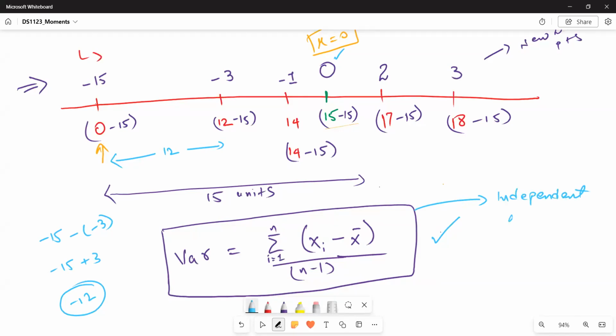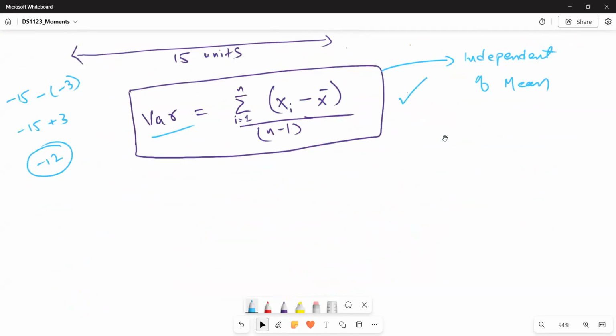Whatever the mean of the data is, it will not impact the calculation of variance. And whatever value you get out of this, let's say you get a real value, this real value represents how much spread your data has.